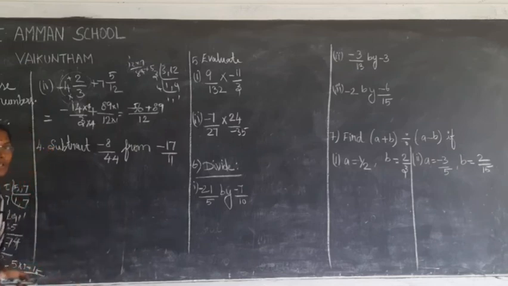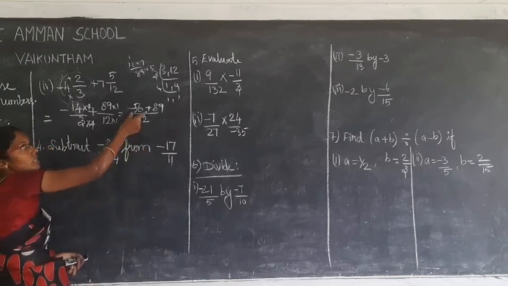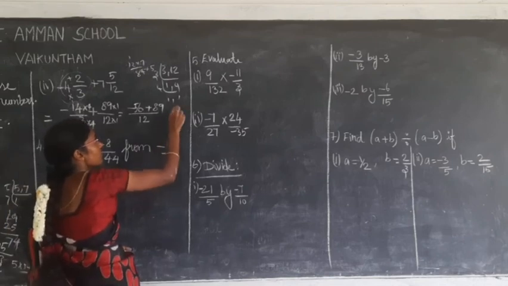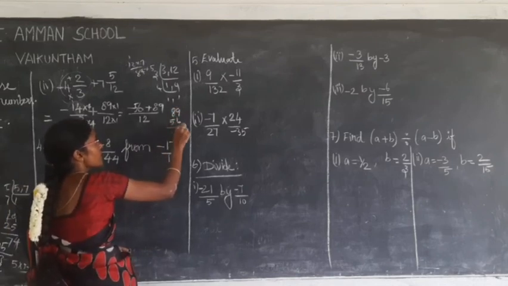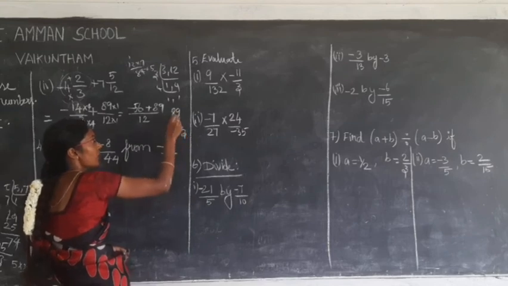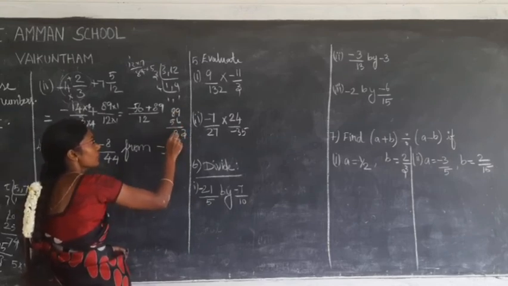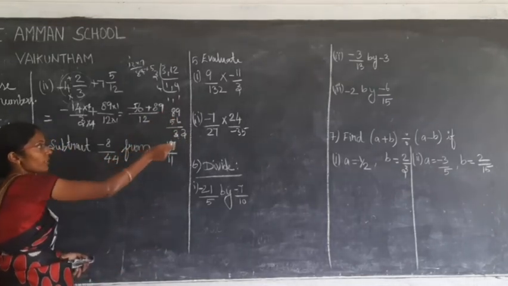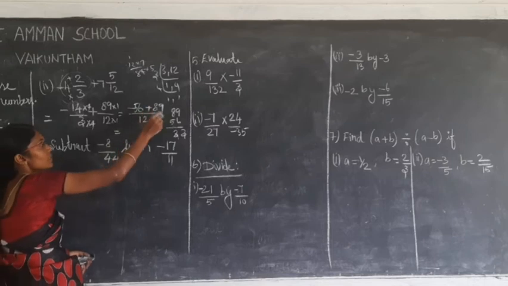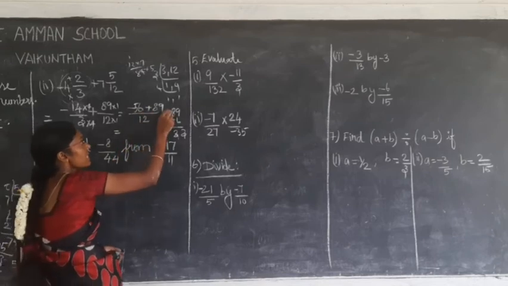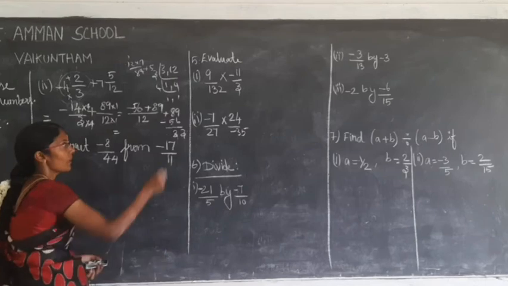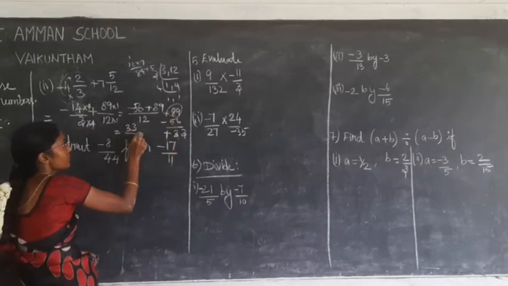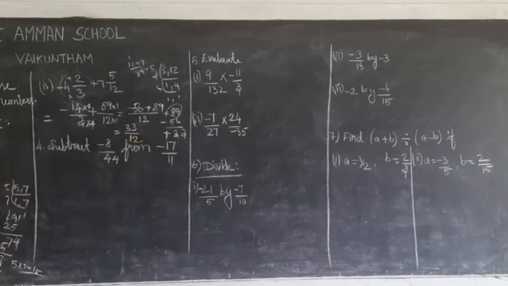89. Look at the symbol here. Symbols differ. If the symbol differs, what do you have to do? You have to subtract. 89 minus 56. 9 minus 6, 3. 8 minus 5, 3. So what symbol will come here? Plus, 89 minus 56, what is the greater number? 89. So the symbol is plus. So 33 by 12. Okay, clear?